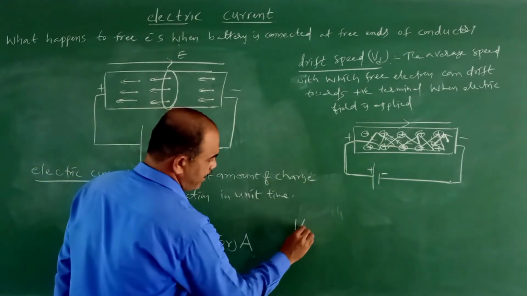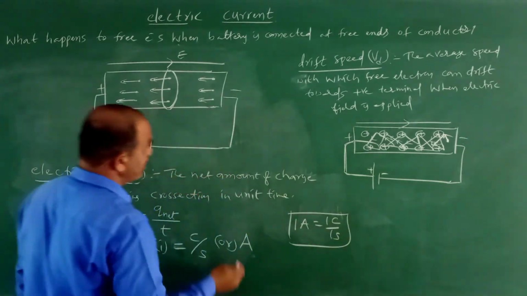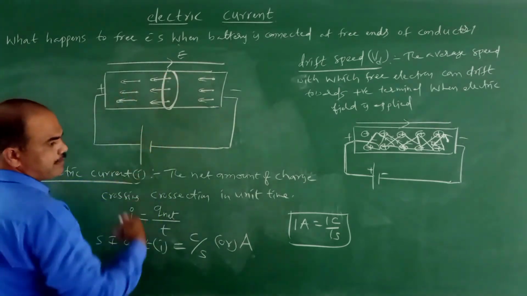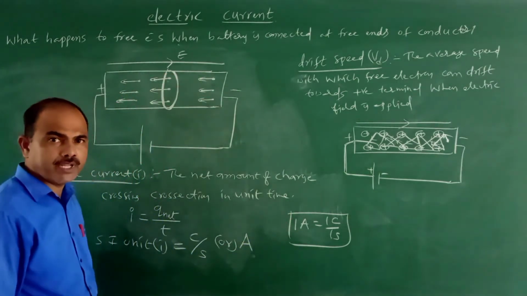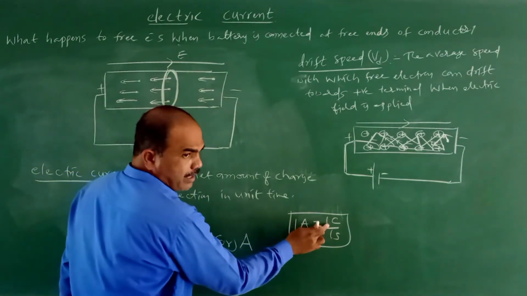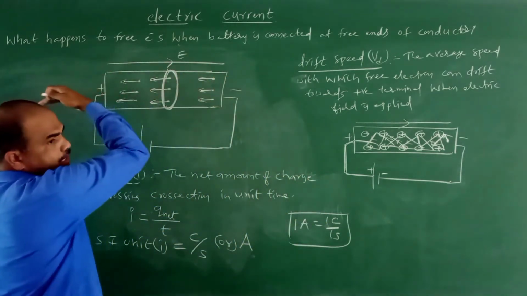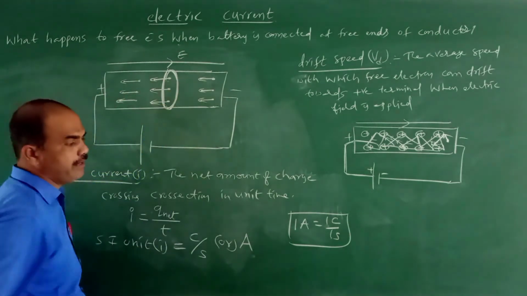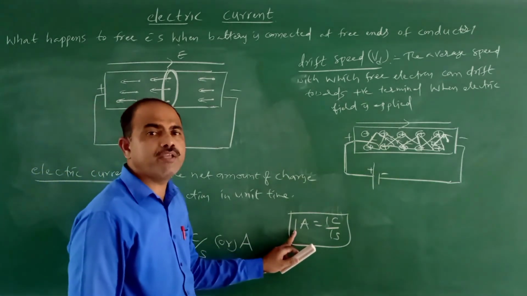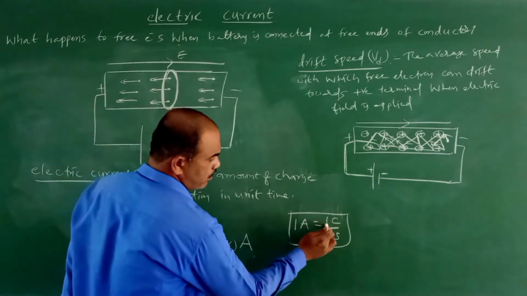So 1 ampere is called as what? 1 coulomb per 1 second. If in 1 second, 1 coulomb of charge crosses this cross section, we can say that through this conductor 1 ampere of current is flowing. The charge crosses in which direction? Opposite direction of the electric field. So we say that 1 ampere current is flowing. That's why 1 ampere equals 1 coulomb per second.